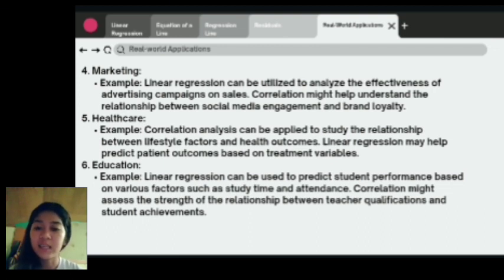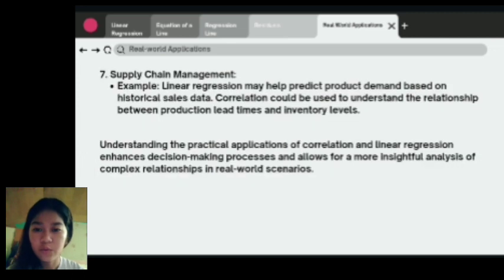Correlation might assess the strength of the relationship between teacher qualifications, student achievements, and their activities. And the last, we have supply chain management. In this example, linear regression may help predict product demand based on historical sales data. Correlation can be used to understand the relationship between production lead times and inventory levels.